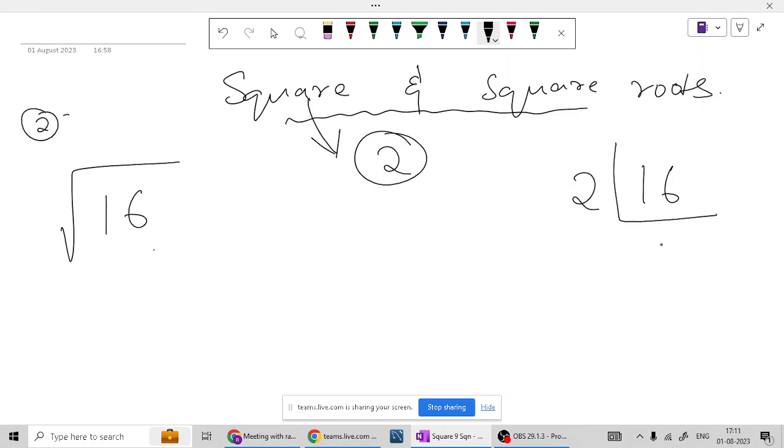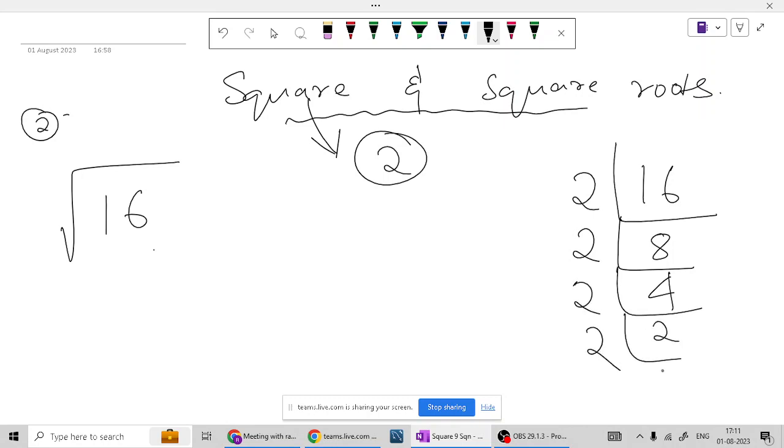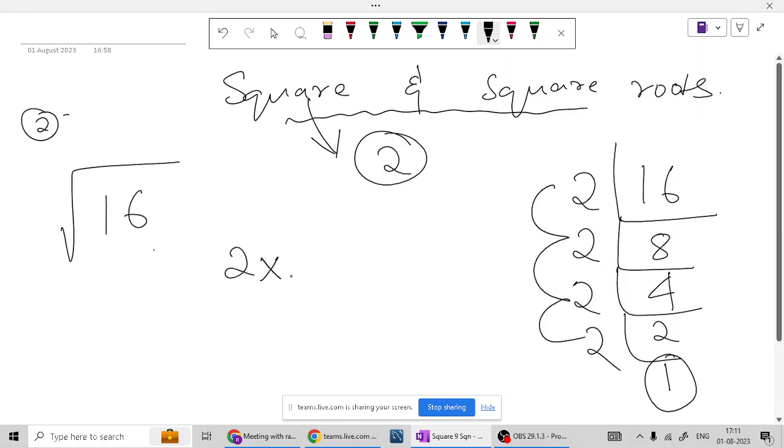So start from 2. How many times does 2 divide? 2 eights are 16, 2 fours are 8, 2 twos are 4, 2 ones are 2. Until we get 1. The remainder should be 1. What are the values we have here? 2 into 2 into 2 into 2.